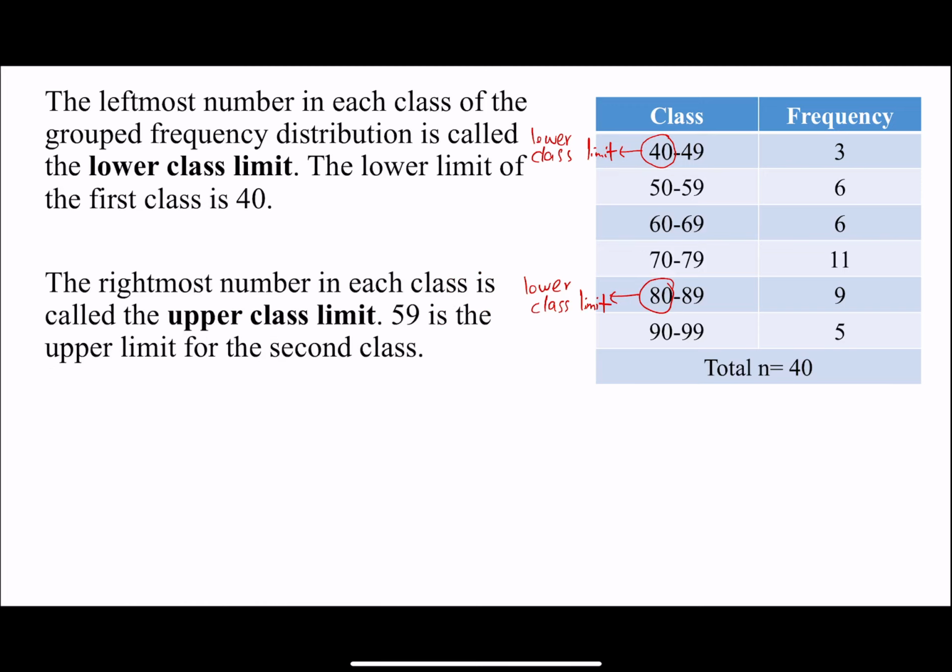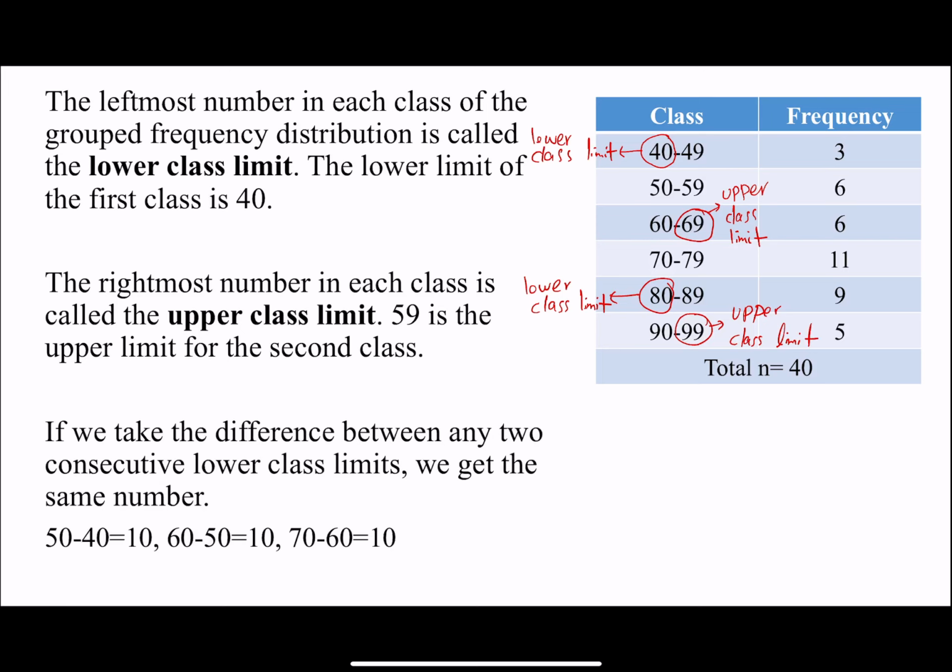We have upper class limit too. The rightmost number in each class is called the upper class limit. For example, if I'm talking about the class of 60 to 69, the rightmost number in this class is called the upper class limit. So 69 here is the upper class limit. Or if I'm talking about the 90 to 99 class, 99, the rightmost number, is the upper class limit.